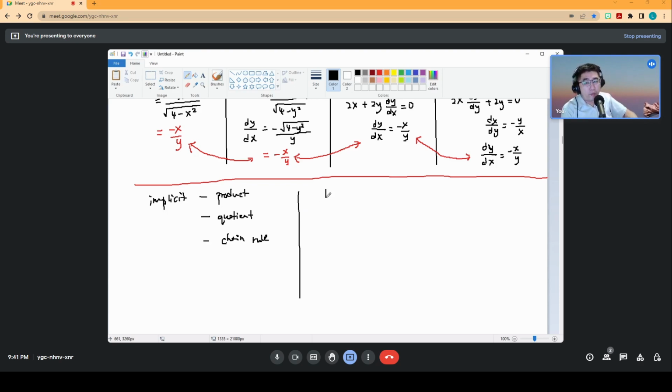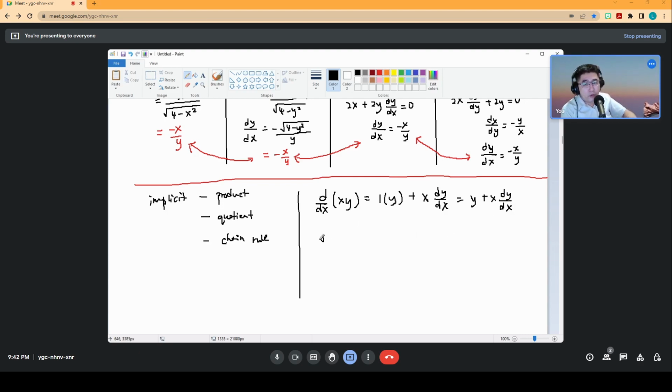So let's say my objective is d/dx of xy. This is an example of the product rule. When we do our differentiation, just make sure you write it step by step. Differentiate u, keep v, plus keep u, differentiate v. So your result will be y plus x dy/dx.